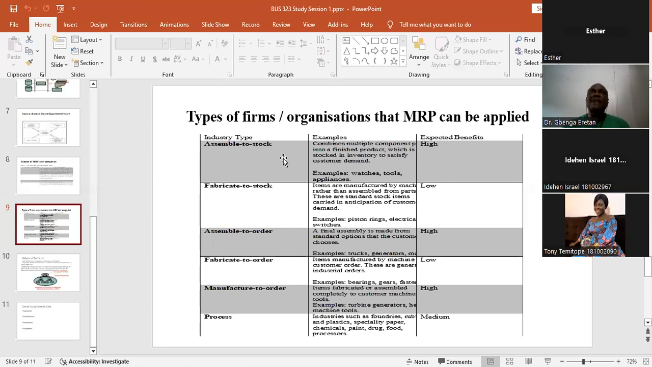They import the parts of bicycle, various parts of bicycle. They now come back to Nigeria. They now assemble it together and they say it is their product. In that case, they assemble to stock.